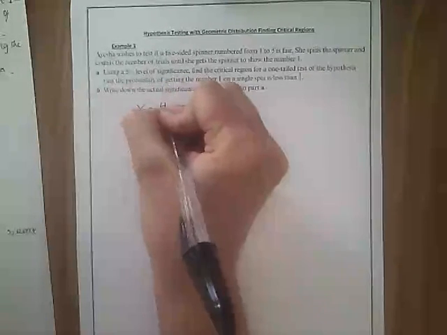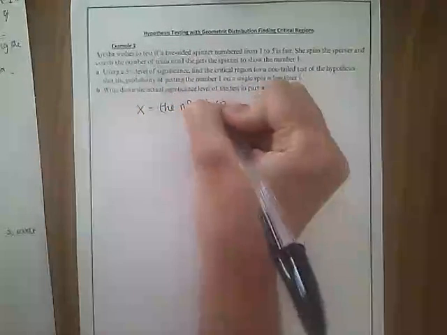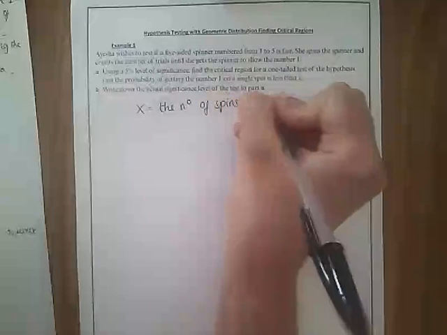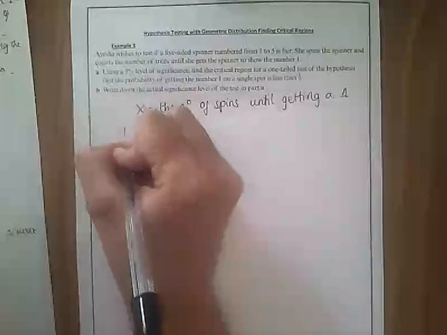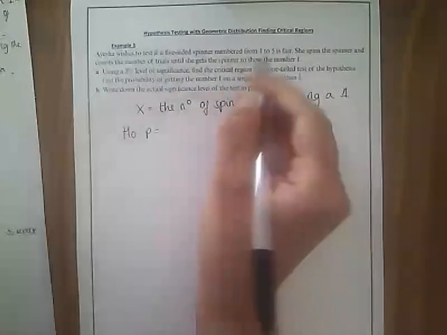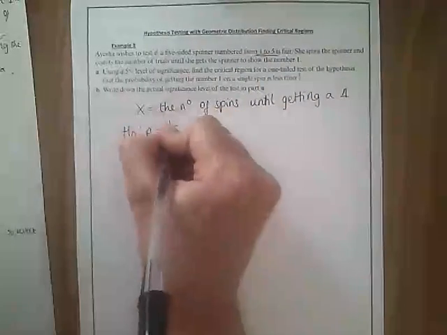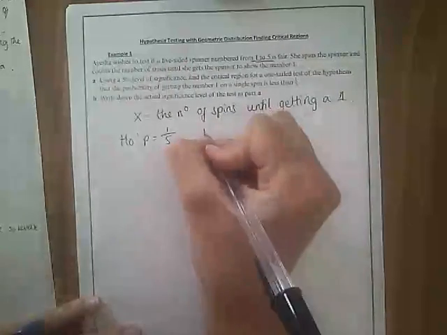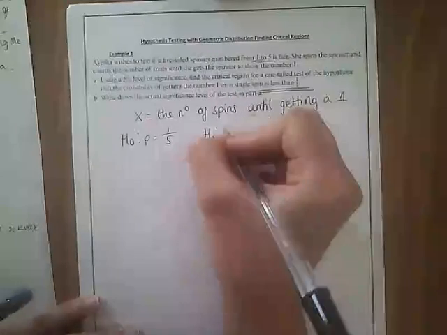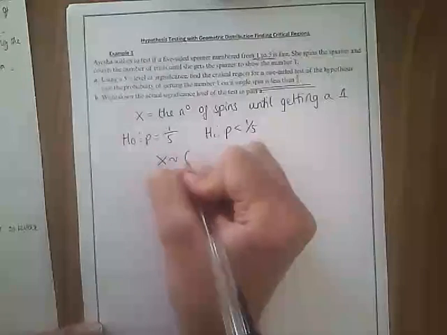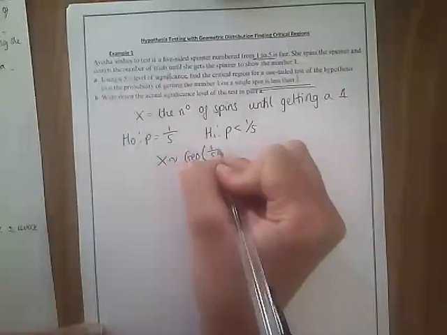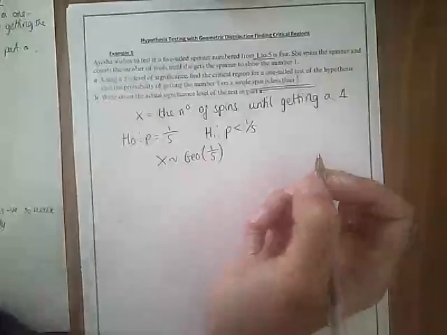Okay, so as always, we're going to set up our distribution. So x is going to be the number of spins until getting a number 1. And our null hypothesis is going to be that it's a fifth. The probability of getting a 1 is a fifth. And our alternative is that it's less than a fifth. Okay. Let's set up our distribution so we don't mess it up. So our x is geometrically distributed with a probability of a fifth.